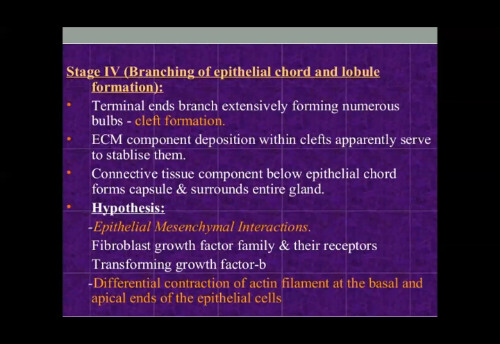Hypothesis: these epithelial-mesenchymal interactions involve the fibroblast growth factor family, their receptors, and transforming growth factor beta, along with differential contraction of actin filaments at the basal and apical ends of the epithelial cells.